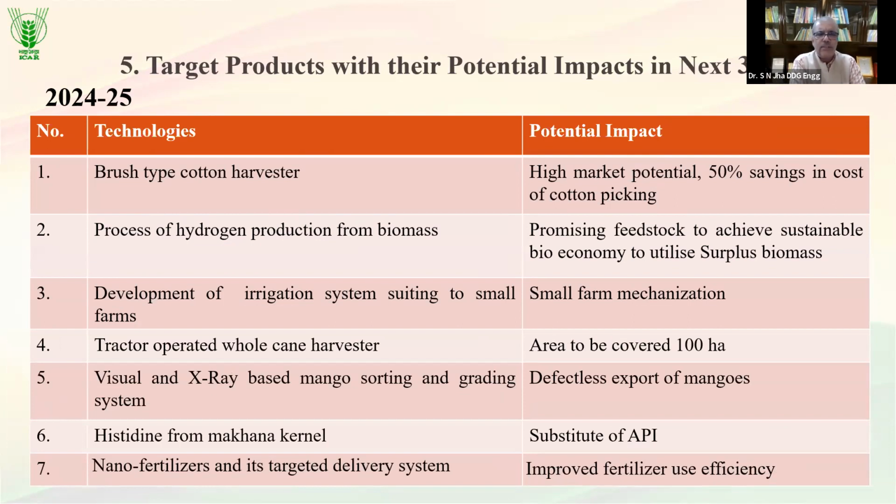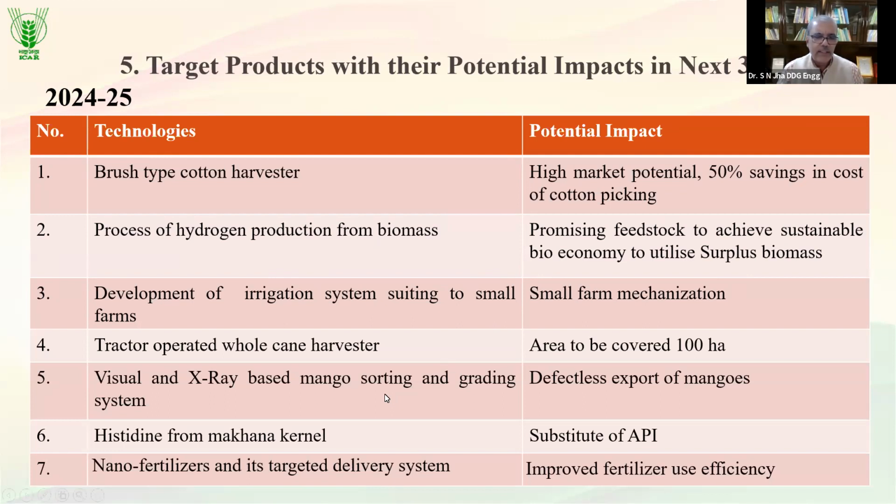Development of an irrigation system suiting small farmers, and a tractor operated whole cane harvester. It is under field study, and in many places we have to test. Visual and X-ray based mango sorting and grading system. Defectless export of mangoes is possible. Histidine from Makhana kernel. You may be knowing, Makhana is a very big indigenous commodity. It has a lot of medicinal values, and histidine is one for allergy. So it will be a substitute for one of the APIs.